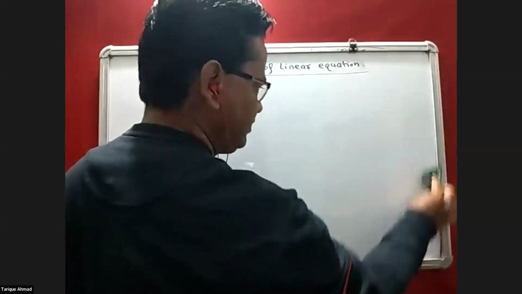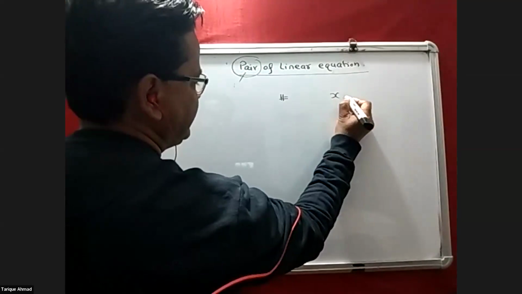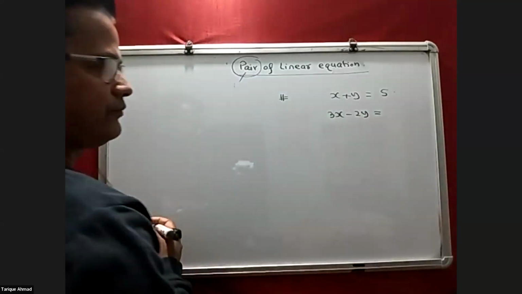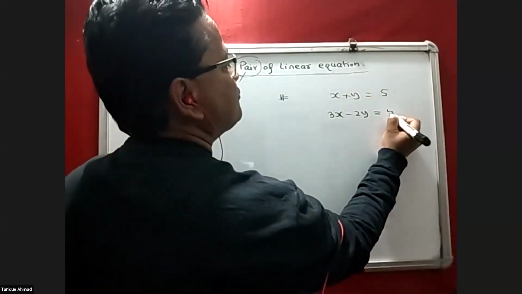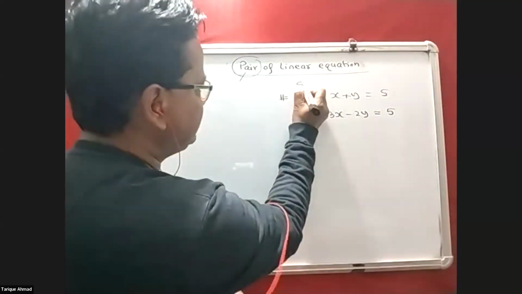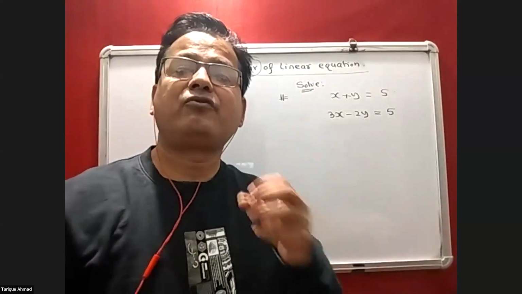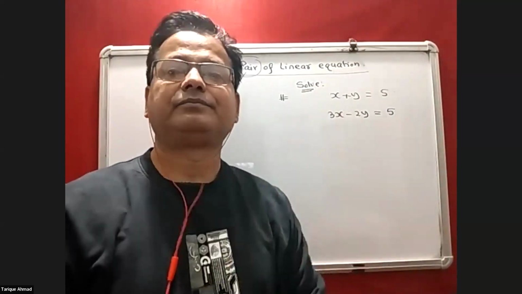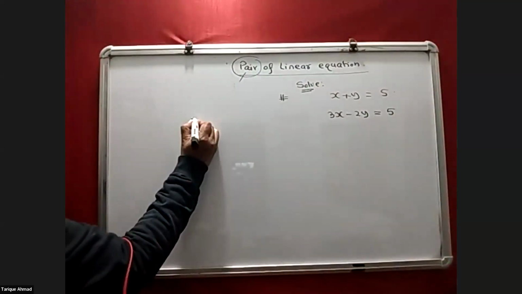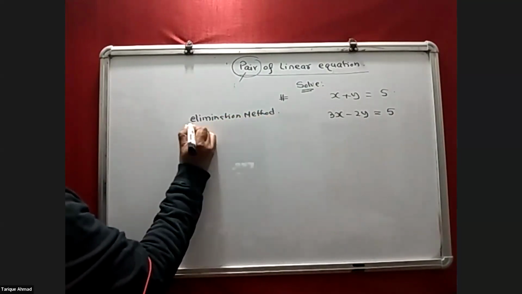How to solve a system of linear equations using the elimination method. So the question is x plus y equals 5 and 3x minus 2y equals 5. Two equations are given here and we have to solve. The question says solve. Now what is the meaning of solve? The meaning of solve is we have to find the values of the variables x and y, right? Here we are going to get the values using the elimination method, which is the shortest one. Elimination method. This is the method we are going to learn.